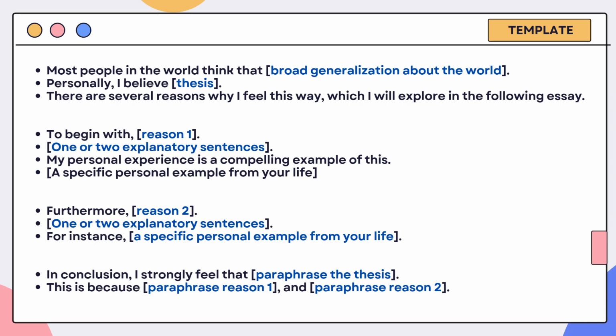End the essay with a conclusion. In conclusion, I strongly feel that, and then paraphrase your thesis. Again, repeat your main point, but use slightly different words. This is because, and then you should paraphrase the first reason, and you should paraphrase the second reason. So when you write that conclusion, you're not going to copy and paste from above.